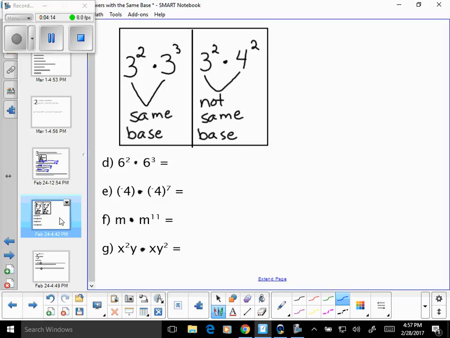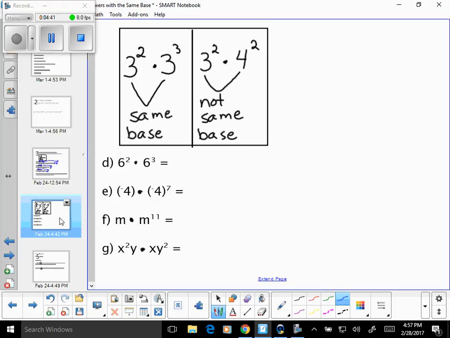But if we look on the right side of this rectangle, 3 squared times 4 squared does not have the same base. I can do absolutely nothing to simplify 3 squared times 4 squared unless I want to take 9 times 16. So you have to make sure that your bases are exactly the same.